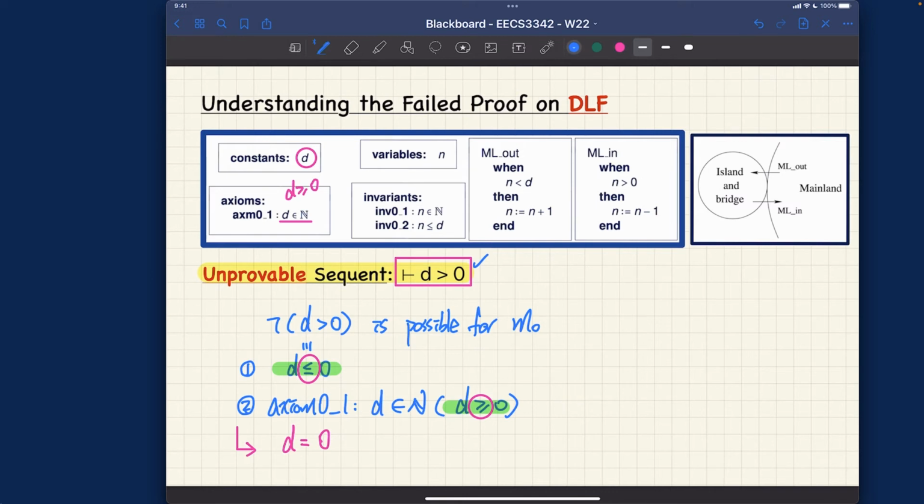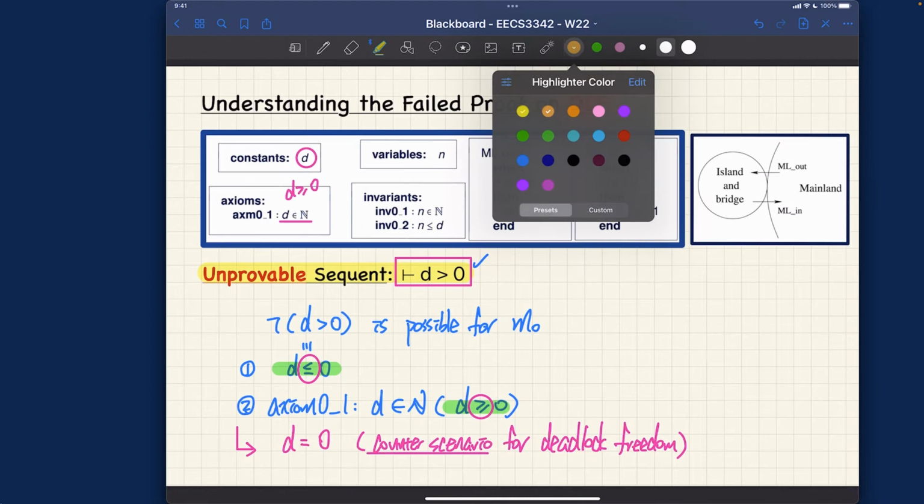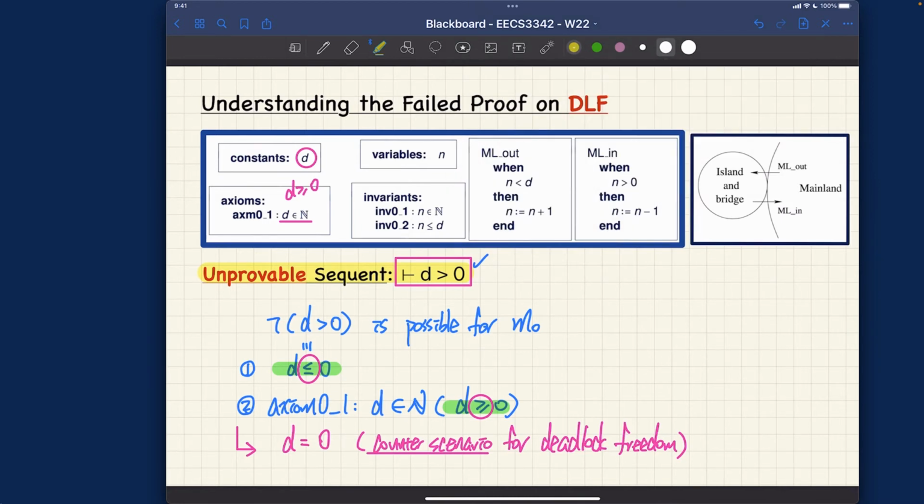So this is something we can conclude as the reason, the counter scenario for deadlock freedom. Our system would not really exhibit deadlock freedom because of this particular counter scenario. It's really important to see how I draw this conclusion for deadlock freedom. Hopefully so far so good. It's really important for you to understand how to interpret any failed sequence later and try to do some analysis accordingly.